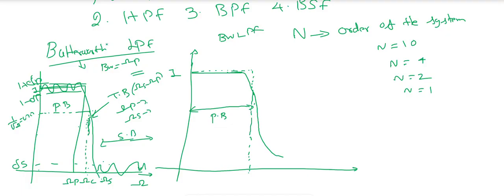When you go for the Butterworth low pass filter, because there are two types of analog filters, based on the frequency response we can compare. For the Butterworth filter, when you go for higher order filters, n equal to 10, it will be closer to the ideal one. Similarly, if n is equal to 4, it is somewhat closer.